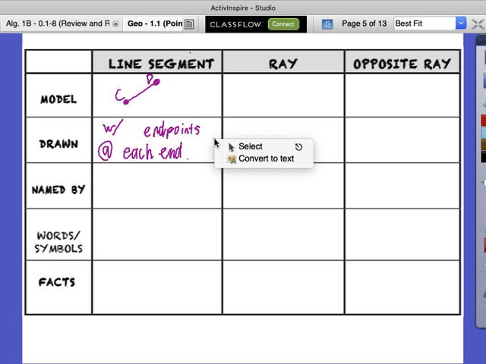So we name it by two points. Same as a line. A line is named by two points or a lowercase letter. This one is just two points. You can't name it by a lowercase letter.